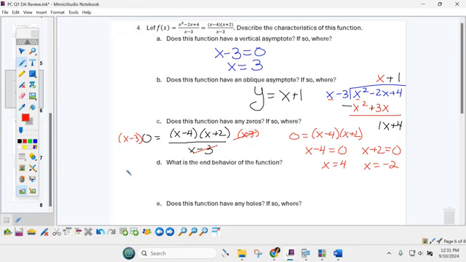End behavior again. For the left, x goes to negative infinity, y goes to; for the right, x goes to infinity, y goes to.